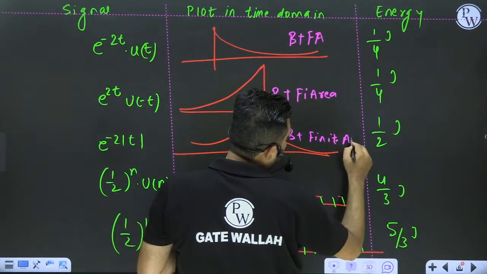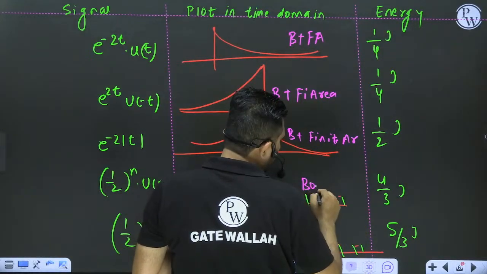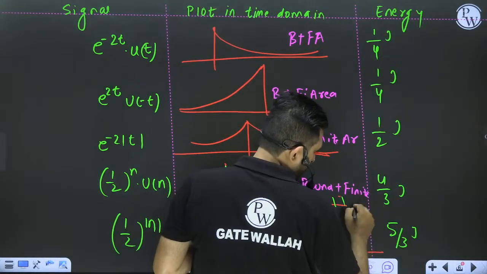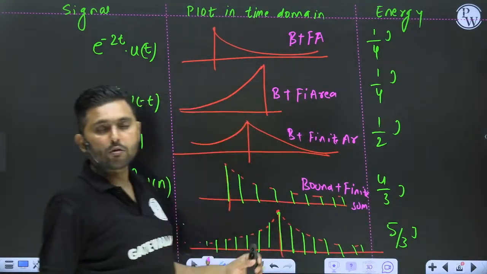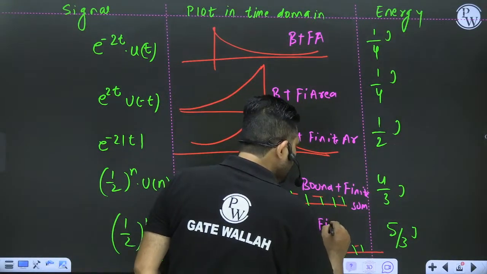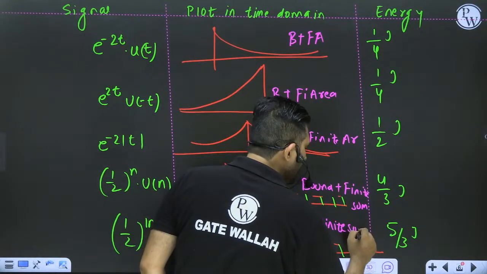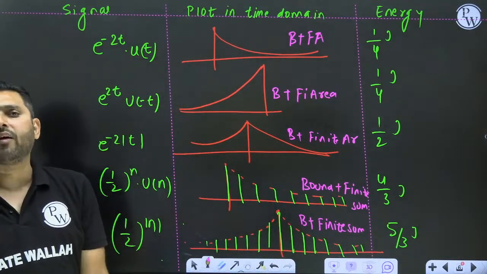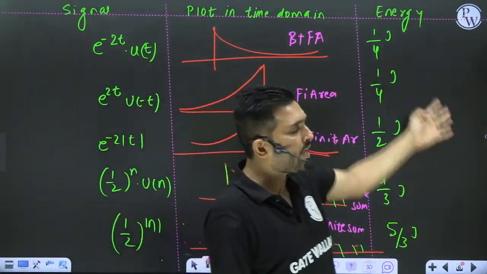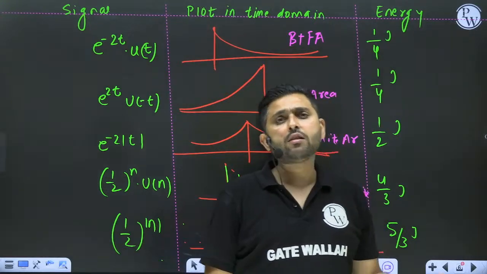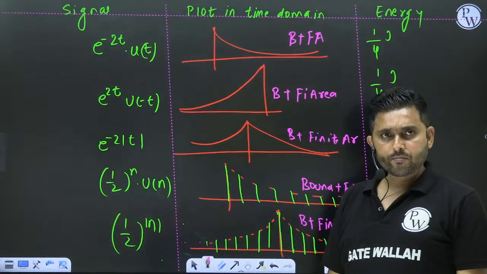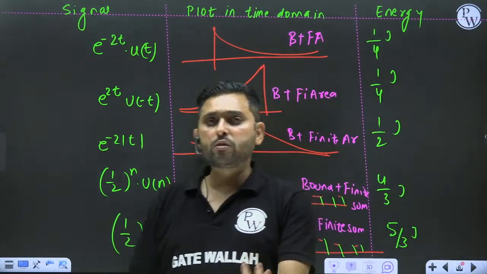Also bounded plus finite sum. What I am saying is that all the bounded, finite area, finite sum signals are always energy signals. Look at this, they have finite energy. Mind it, that's one of the beautiful conclusions.